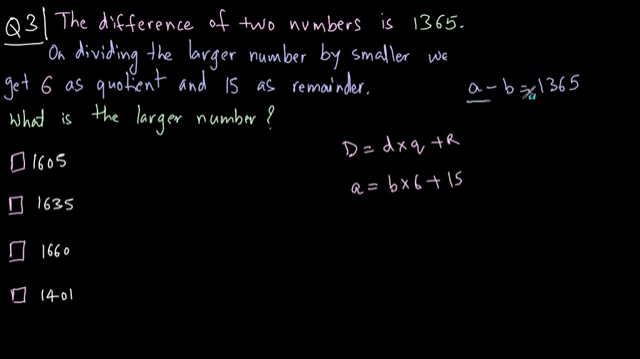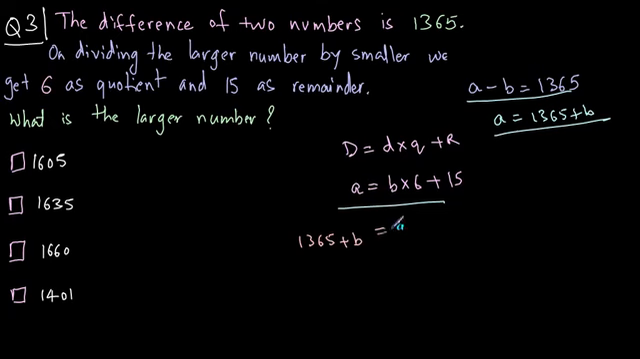So from this equation that we have, we get a is equal to 1365 plus b. Now we can equate these two equations. We have a on both the left hand side, so we can equate these equations. So we get 1365 plus b is equal to 6b plus 15. Now this can be solved for b, and I'm not going to solve it completely here. I'm just going to get the value of b by solving this equation.